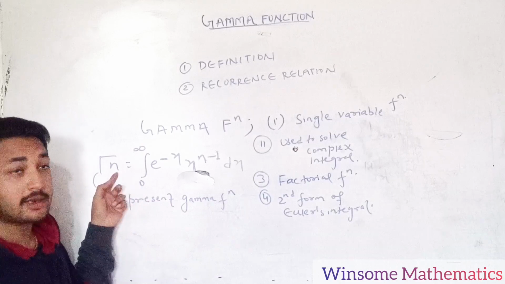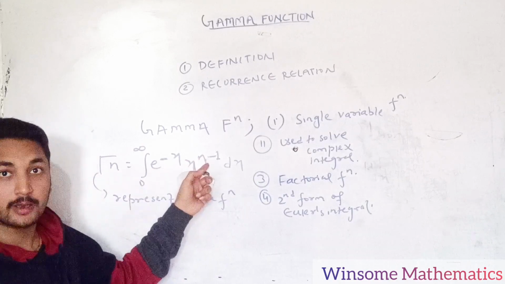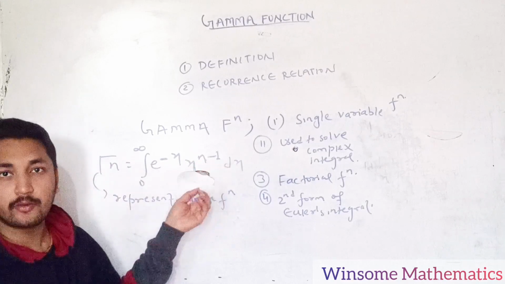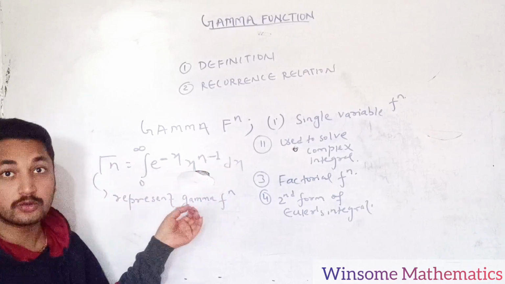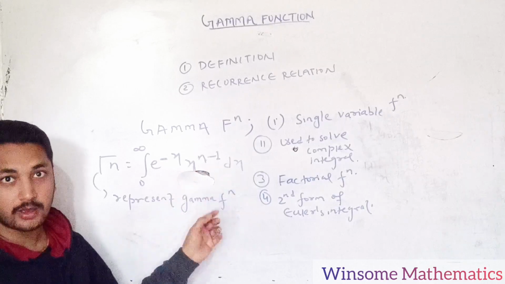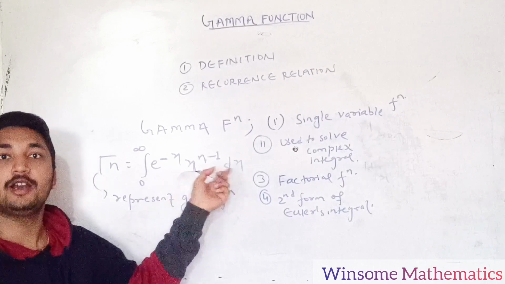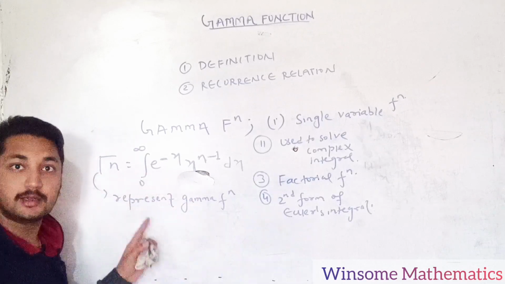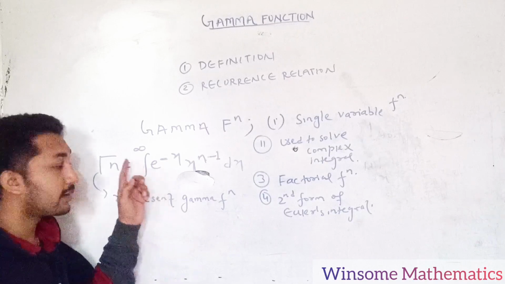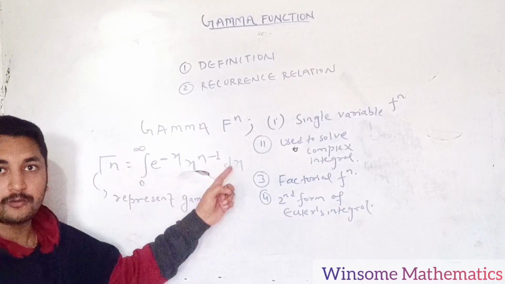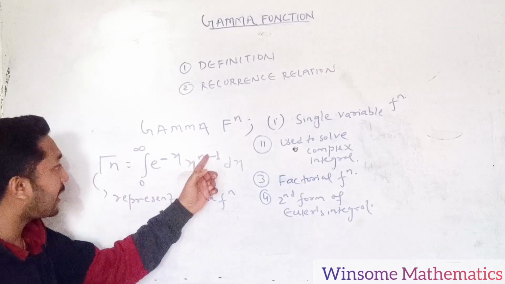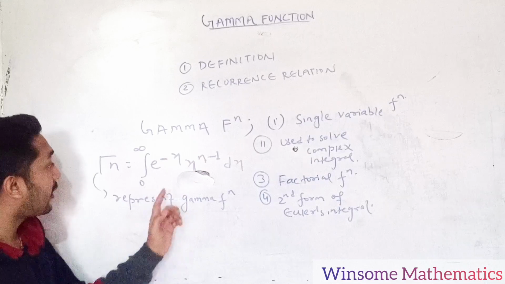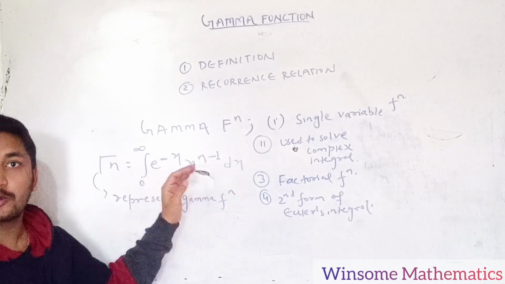Now what is n? You will see n here. Only n is written here, and it is written to the power of x. And what is x? x is the variable of integration. Clear? n is written inside the gamma function, and then you will come across n to the power of x. n is not written anywhere else, only here, to the power of x. And x is the variable of integration.